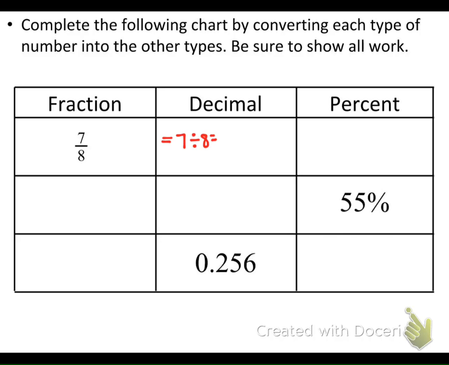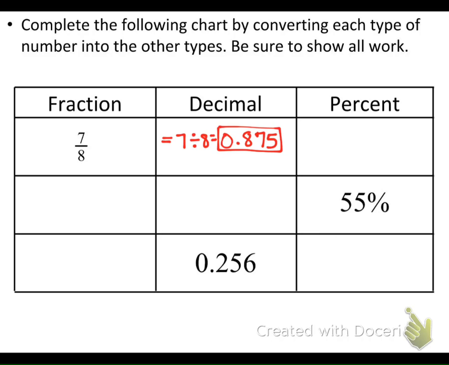I think I know what it is, but I got that's correct. Okay, now, what kind of number do I have here? What kind of number is it? Decimal. And I'm going to change that decimal to a percent. There's two ways that I can change a decimal to a percent. What's one way?